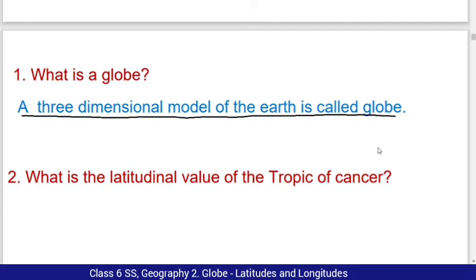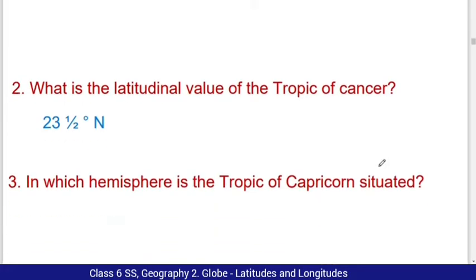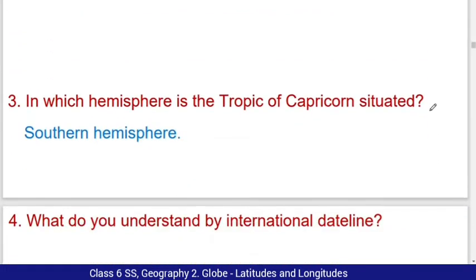Second question, what is the latitudinal value of the Tropic of Cancer? Answer, 23.5 degree north. Third question, in which hemisphere is the Tropic of Capricorn situated? Answer, southern hemisphere.